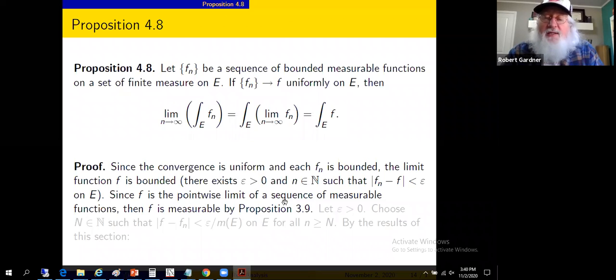F is a pointwise limit of a sequence of measurable functions, so it itself is measurable. That was theorem 3.9. Pointwise limits of measurable functions are measurable.